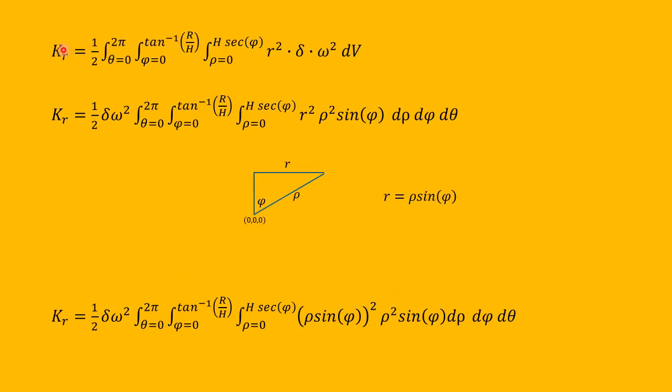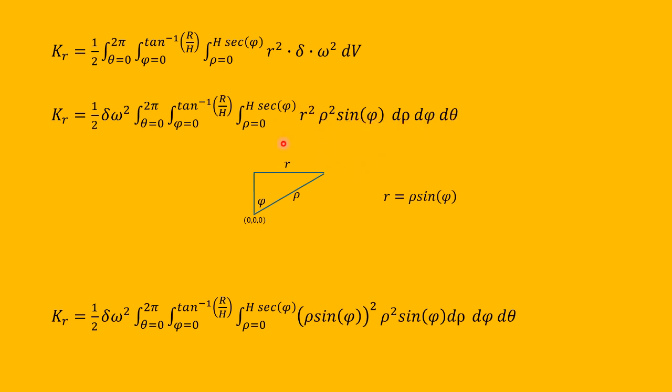So we have the kinetic energy of rotation of that cone as 1/2 this iterated integral of r squared delta omega squared dV. And we saw before that we could pull out the 1/2 delta omega squared because those are basically constants as far as this integral is concerned. So here's the triple integral, and we're integrating r squared, and this should be rho squared sine phi d rho d phi d theta.